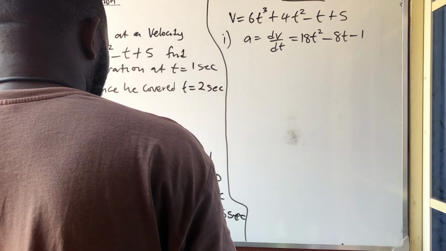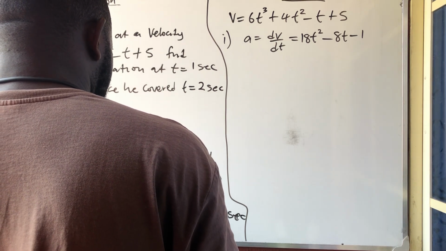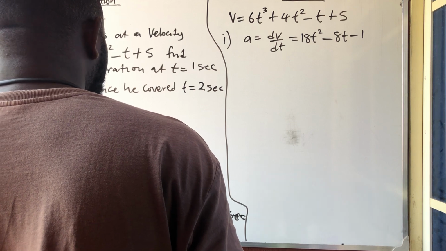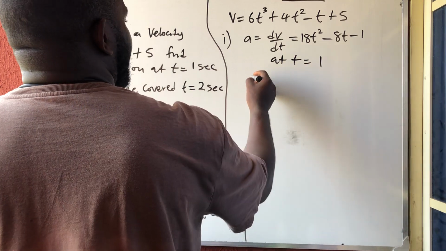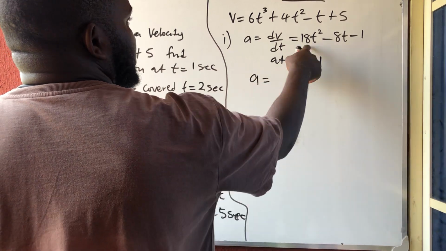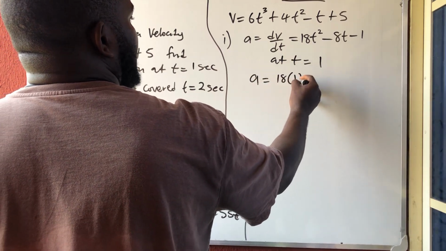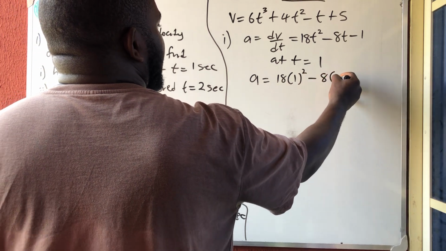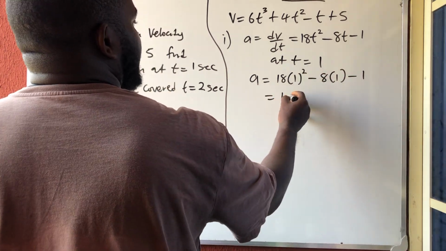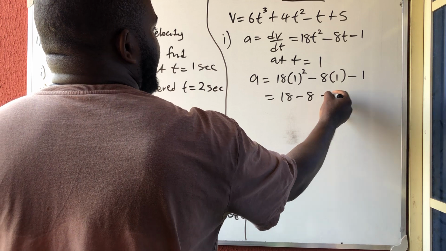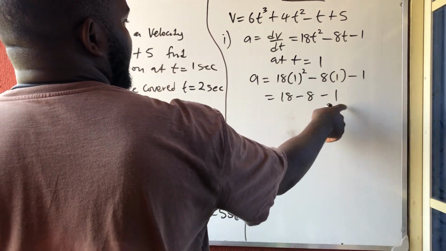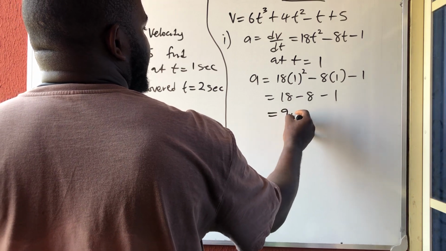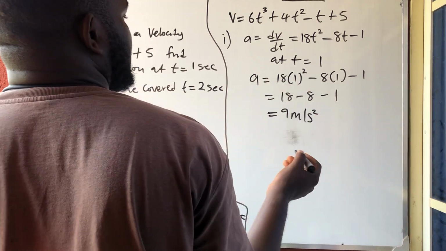Now to calculate the acceleration, they gave us the time, t equal to 1. So the acceleration is equal to 18 times 1 squared minus 8 times 1 minus 1. So I'm having 18 minus 8 minus 1, which is 10 minus 1, which is 9. So I'm having 9 meters per second squared. You see, it's very simple.